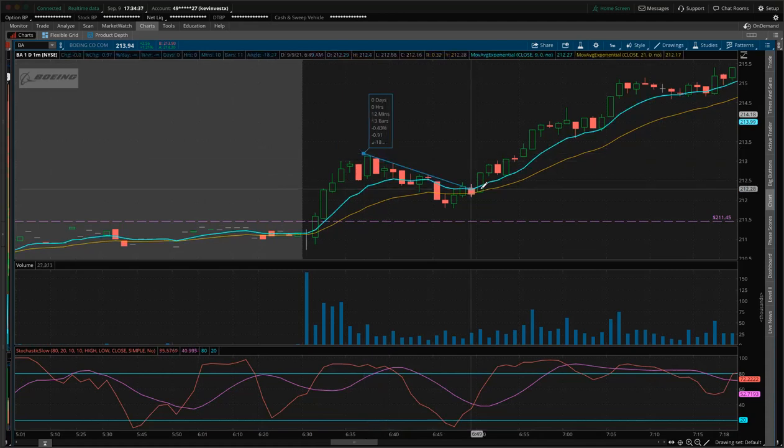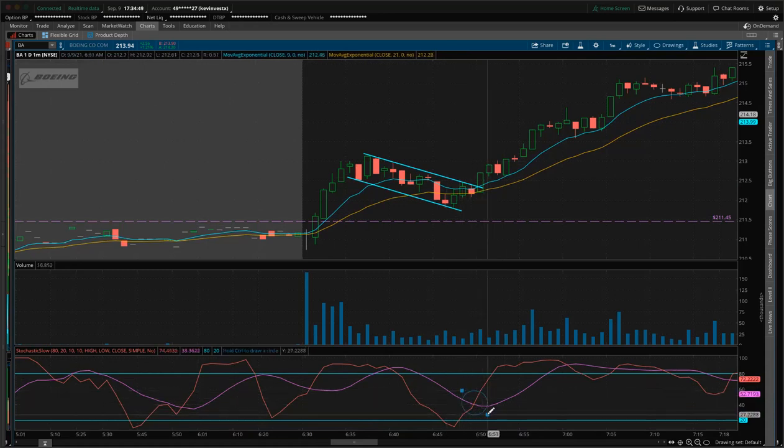So in this example, we have a flag, and then we have a crossover here. So we have the stochastics crossing over as we made that bounce off the EMA, right? And just focus on the candlestick. Just look at this candle right here, this green candle that you see. This candle itself has significantly more volume than it did the past 4 minutes, right? That's one thing that you need to understand, and that's one thing you need to focus on when you're trading using candlesticks.